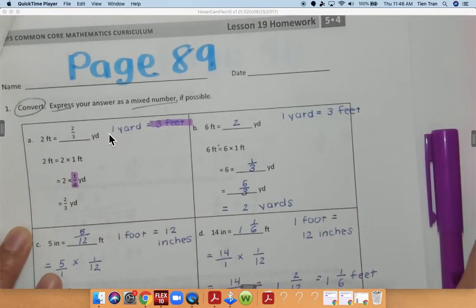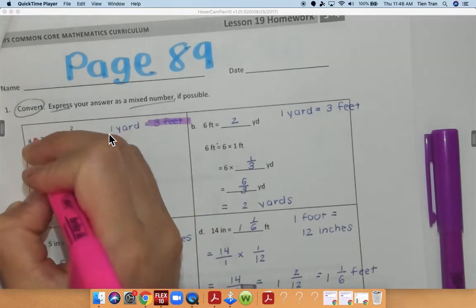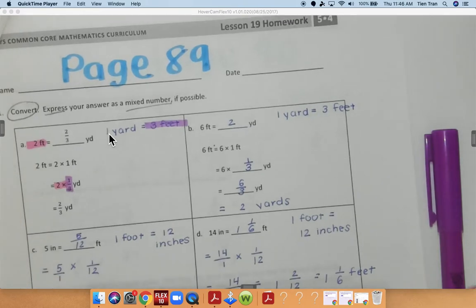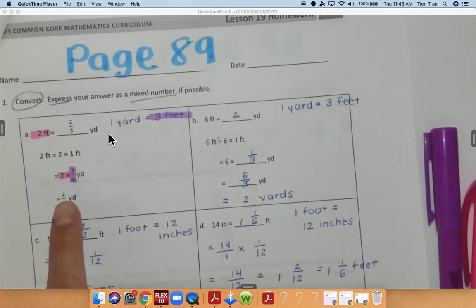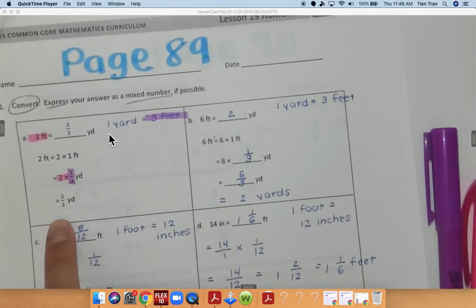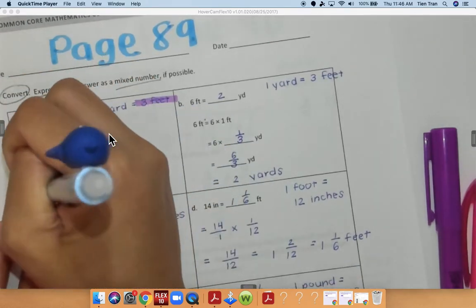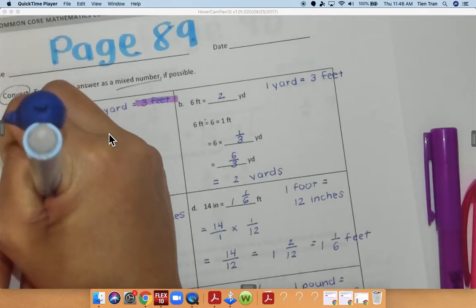Where does 2 come from? It is the given number. It is given to you from the very beginning, so that's where that 2 comes from. And 2 times 1 is equal to 2, and 1 times 3 is equal to 3, so you get 2/3 as your final answer right there. So we can box that.